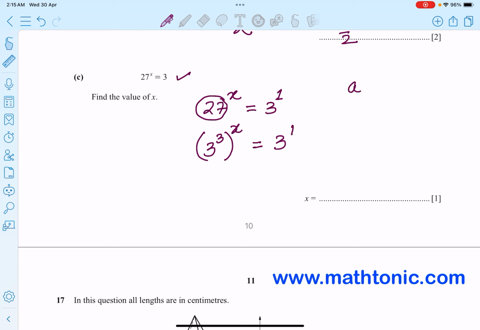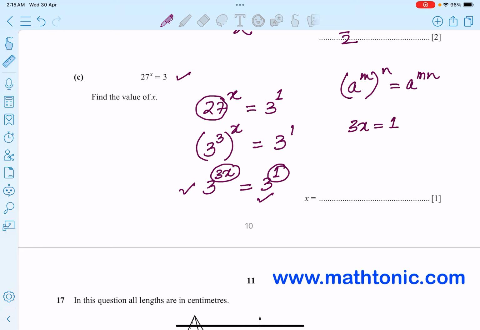All of you know the basic property: a to the power m, to the power n, equals a to the power mn. Correct? So if you expand this power of a power, it will be 3 to the power 3x equals 3 to the power 1. Both bases are equal, so the powers must be equal as well. So 3x equals 1, and rearranging, x equals 1 over 3. Did you get it?